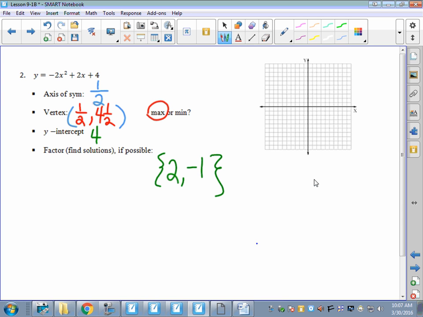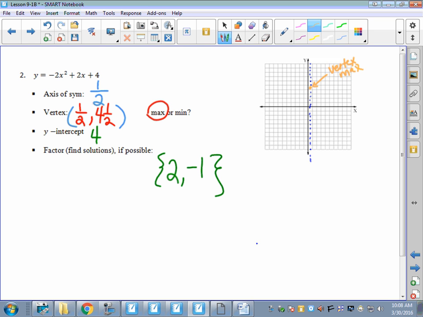So I'm going to go to 1/2 on the x, and then I'm going to put a dotted line right down 1/2. Not great, but it'll work. My vertex falls on that axis of symmetry. So 1/2 over, 1/2 up 4.5. 1, 2, 3, 4, and a little bit more. So there's my vertex, and we said that was a max.